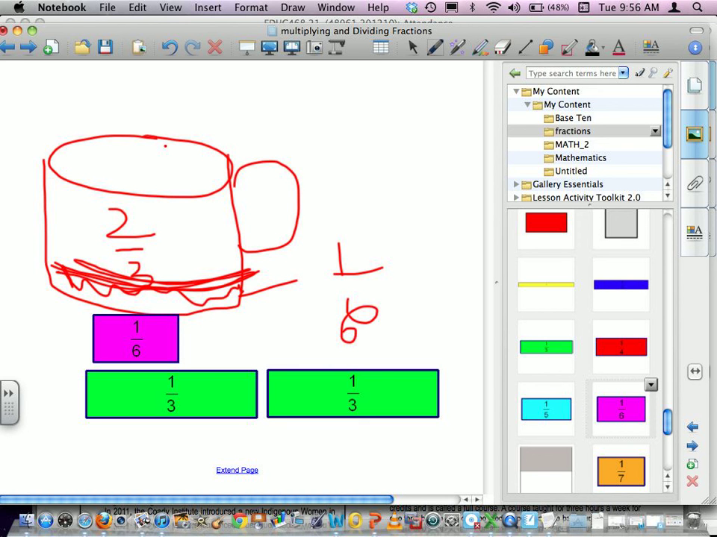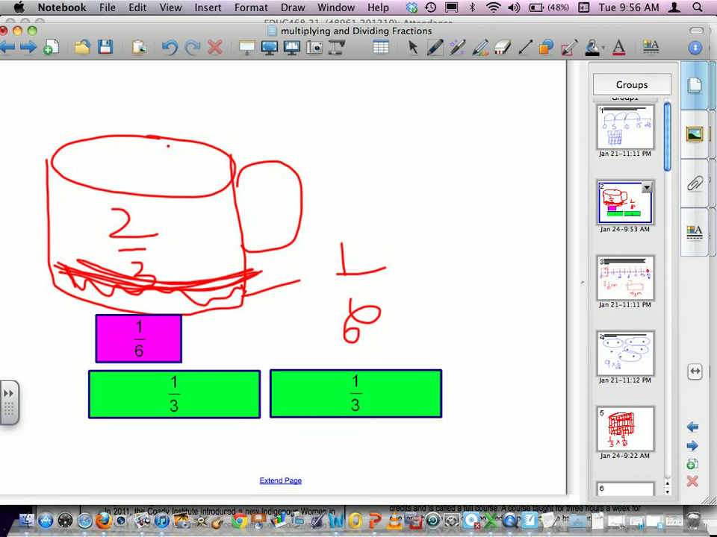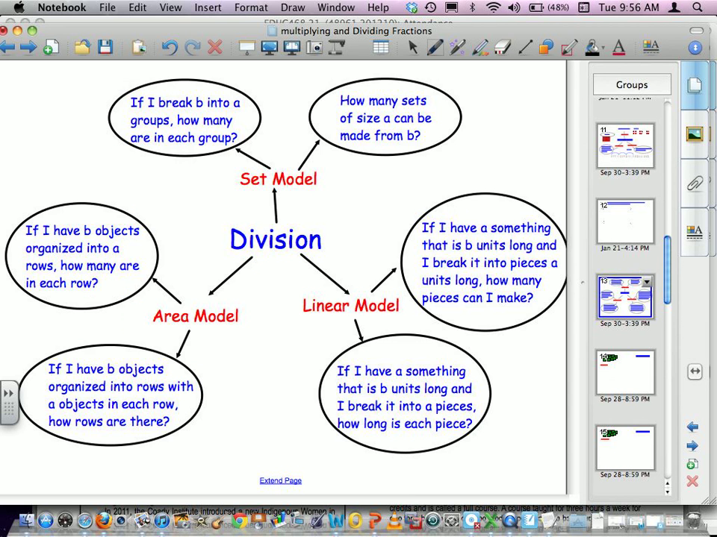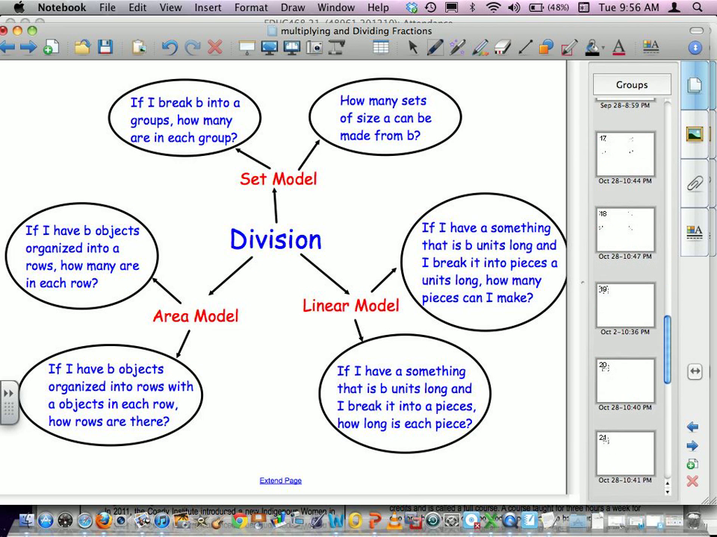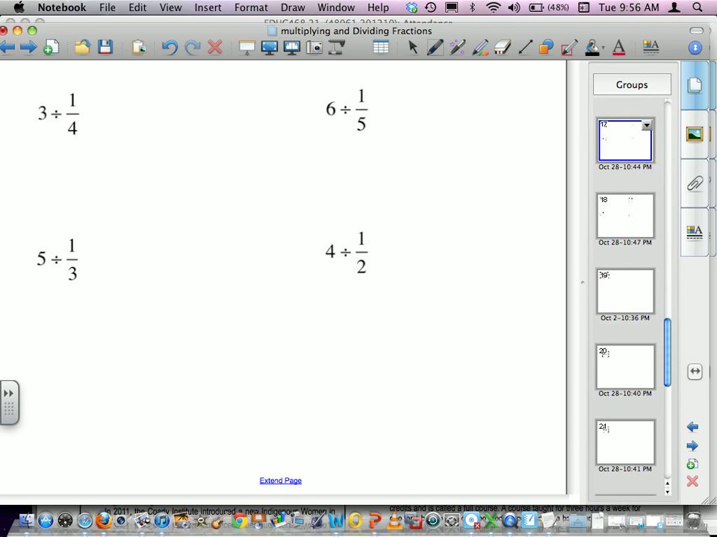Although my question was badly worded because I didn't say what fraction of a set do you have left. I actually said how much do you have left, which is technically you could say I had 1/6 of a meter left and I would still have to say, yeah, that's right. Okay? But we're going to talk a little bit about dividing here.